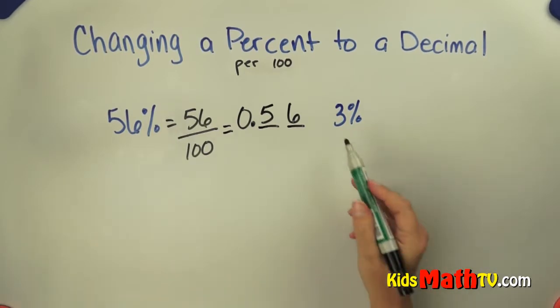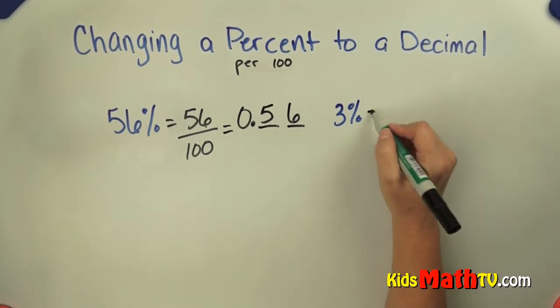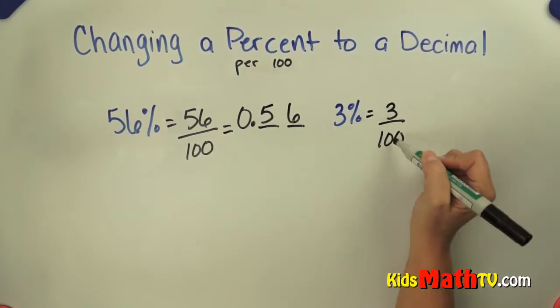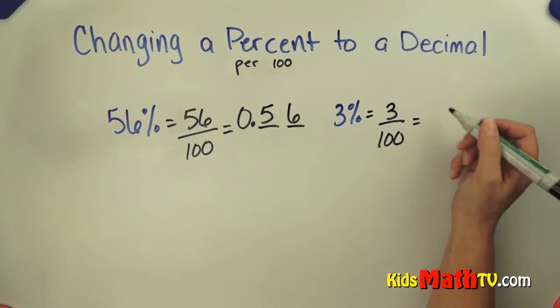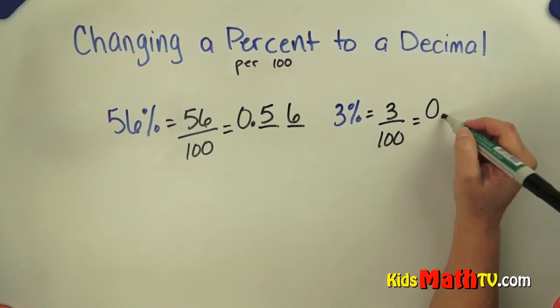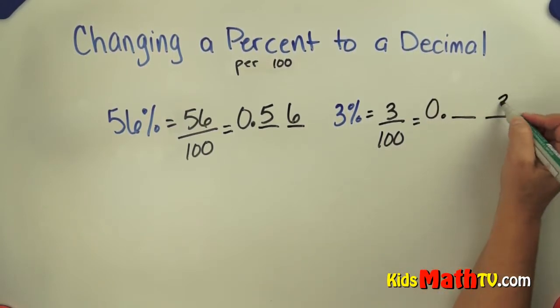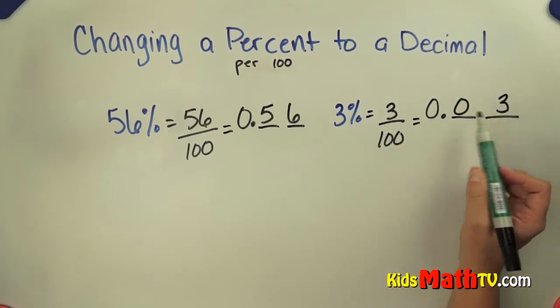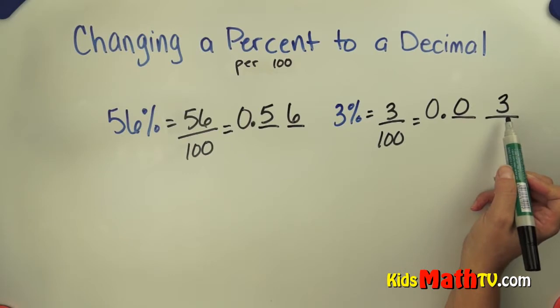Okay. This is 3%. So this is 3 per 100. This one's a little tricky. You have to put the 3 in the hundredths place. 3 hundredths. It's 0 and 0.03, 3 hundredths.